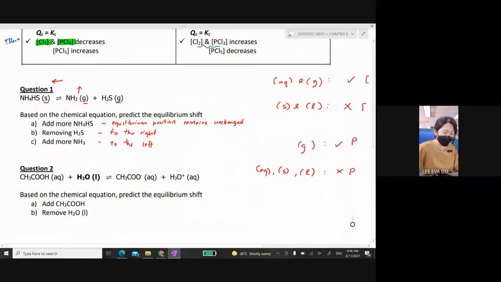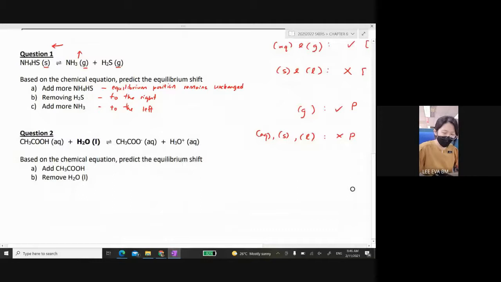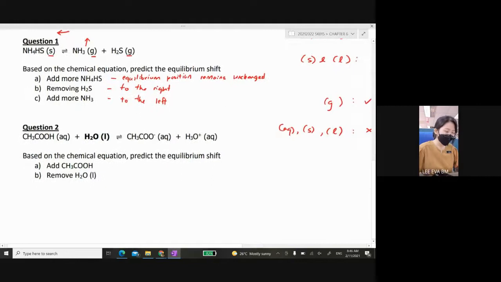So we proceed to question number 2. Thank you, Farihin and Chia. Question number 2: you're given CH3COOH aqueous and H2O liquid in equilibrium with CH3COO minus aqueous and H3O positive aqueous. Based on the chemical equation, predict the equilibrium shift. The first one, to the left or to the right.